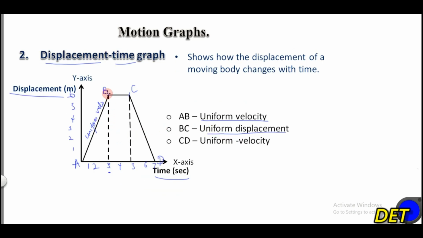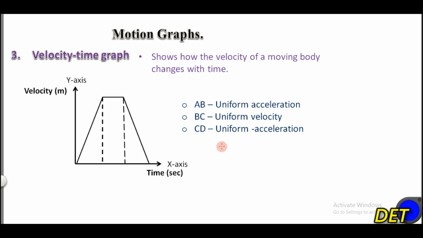So this is our uniform displacement, and CD, which is from here to here, is our uniform negative velocity, right? Why is it negative? Because the displacement is reducing. So that represents our uniform negative velocity. The last motion graph that we'll look at here is the velocity time graph.